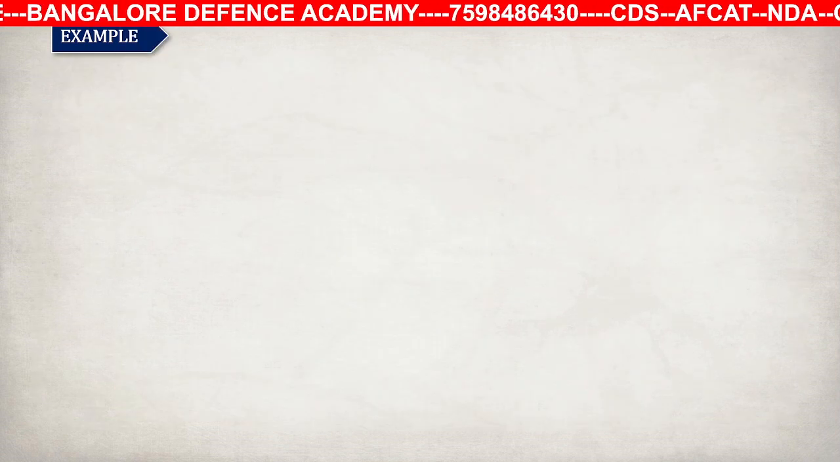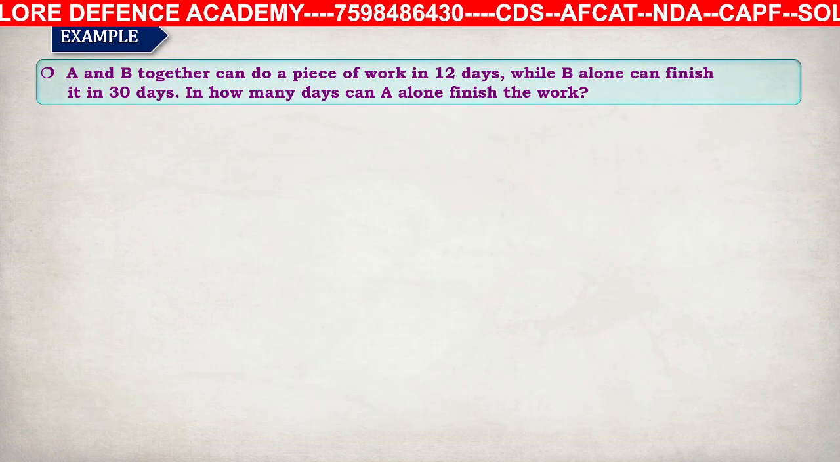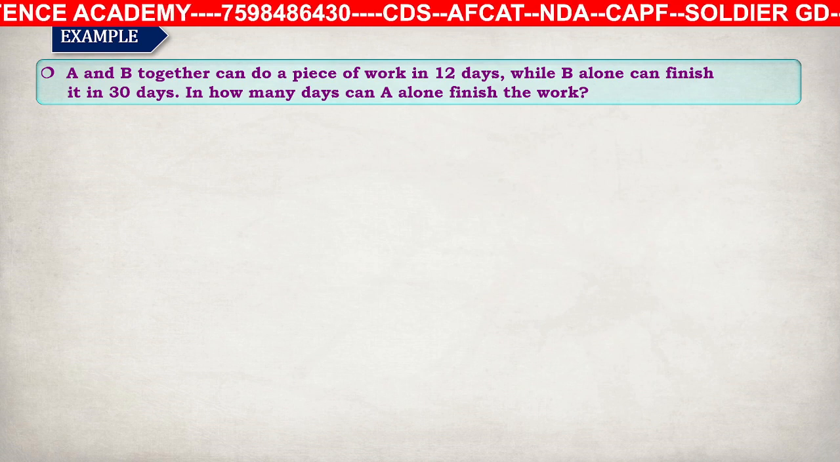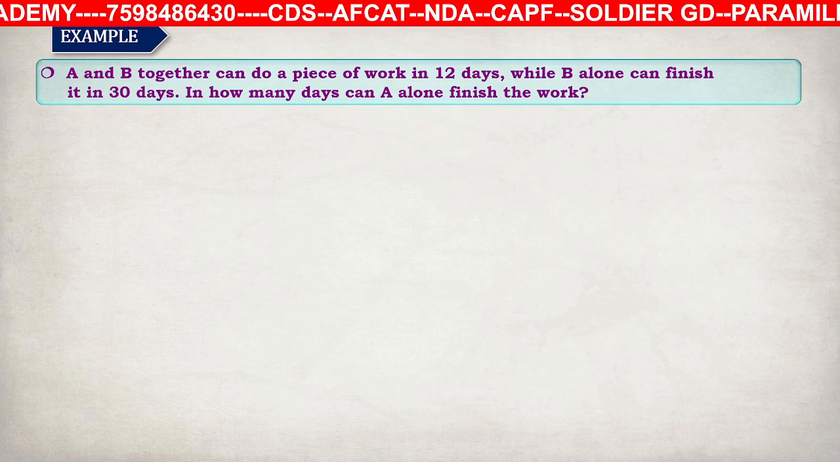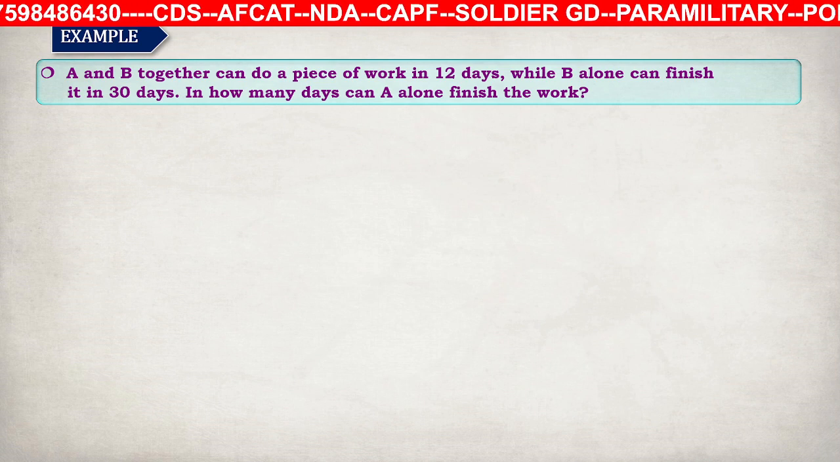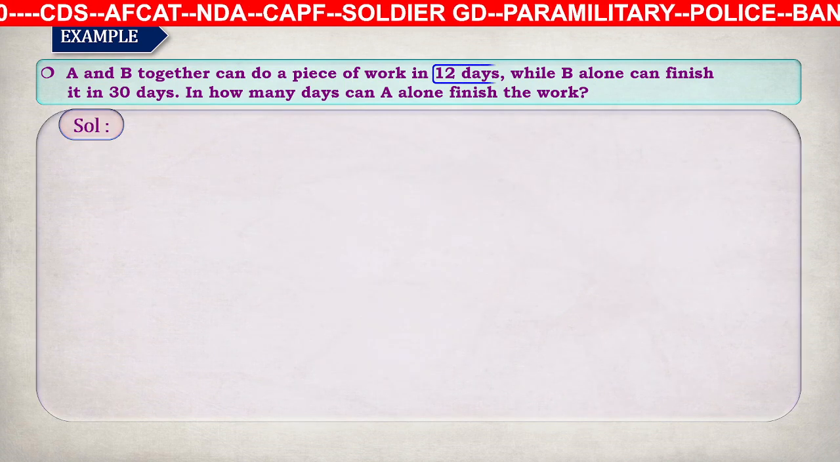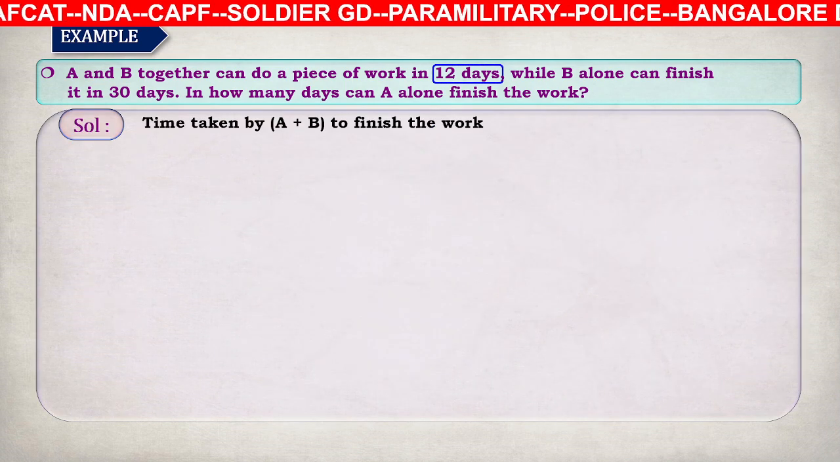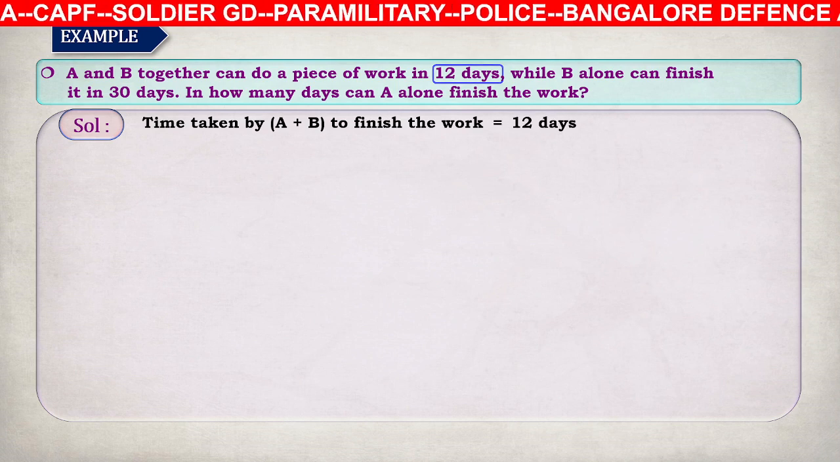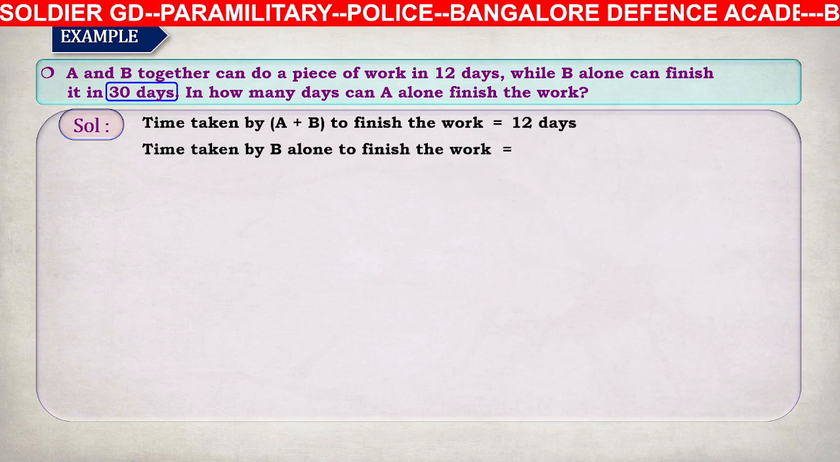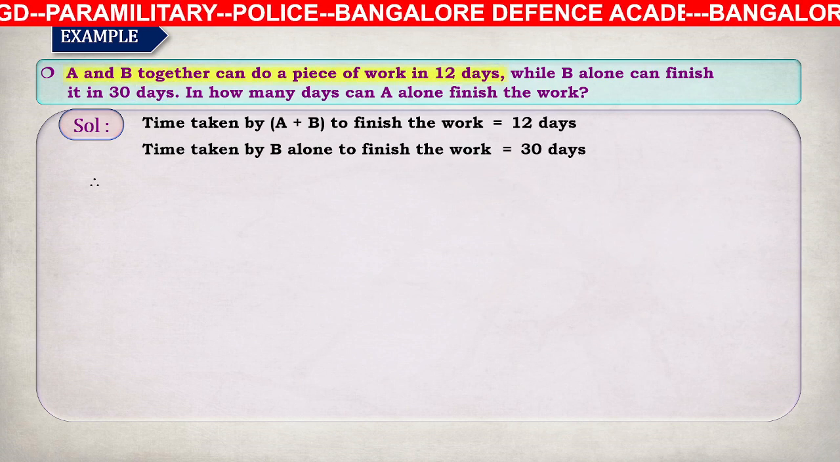Okay, now let us try to do some more examples. A and B together can do a piece of work in 12 days, while B alone can finish it in 30 days. In how many days can A alone finish the work? So here they have given that both of them can do the work in 12 days, and B alone can do the work in 30 days. So A alone can do the work in how many days?